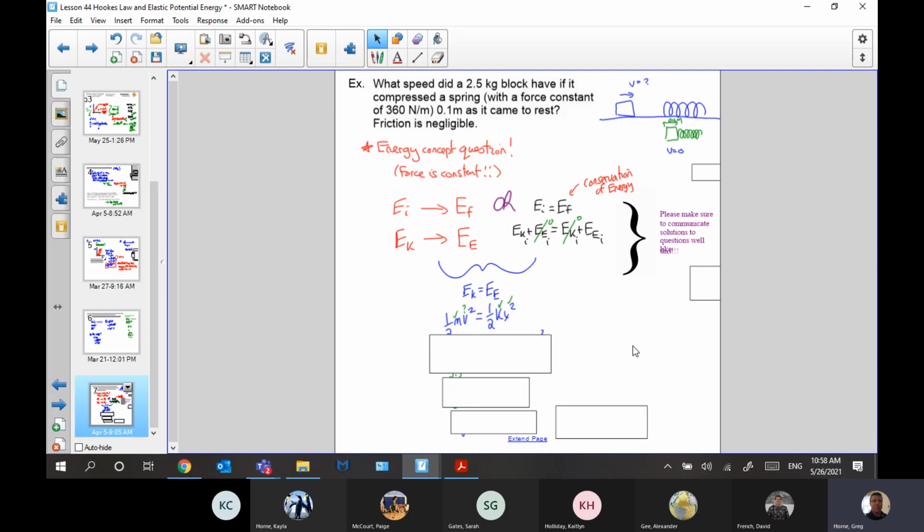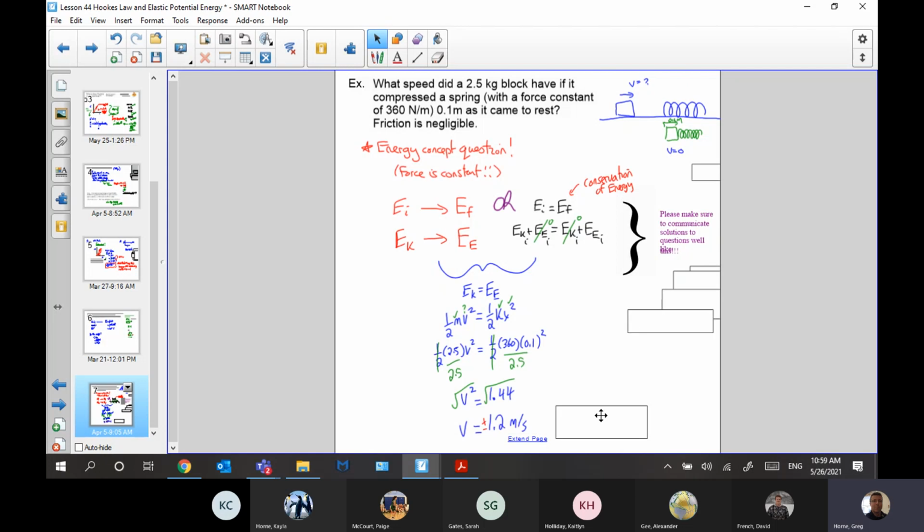So this is a type 2 kind of question where it wasn't just plug in numbers to one of the new equations. It was instead you had to sort of think your way through it. So plug numbers in, do some algebra, through the magic of mathematics, get an answer of 1.2 meters per second.